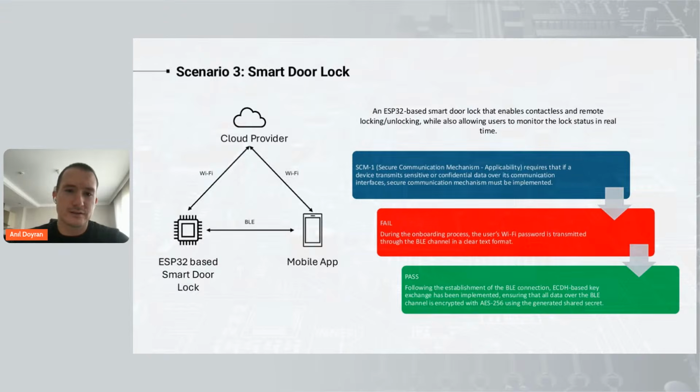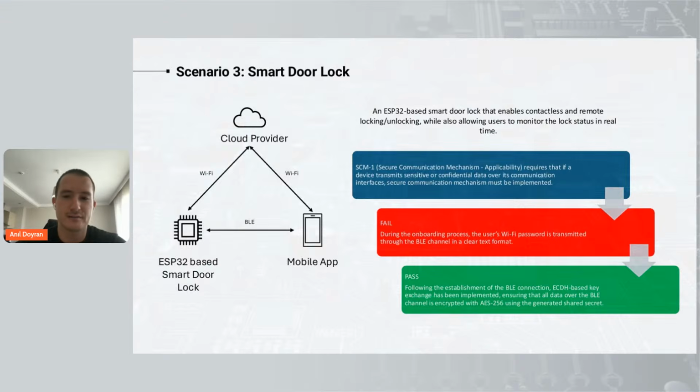The last scenario is a smart door lock. Again, there's an ESP32-based door lock. It can be locked and unlocked through a mobile app, and the lock status can be watched in real time. The provision is the secure communication mechanism in RED. It says that any data that is sensitive or confidential going through a communication channel must be protected. We see that during the onboarding process, the user's Wi-Fi password is transmitted through that BLE channel in clear text. So an attacker can easily get the user's Wi-Fi password through that channel.